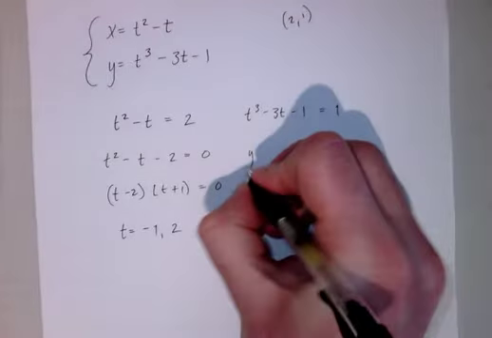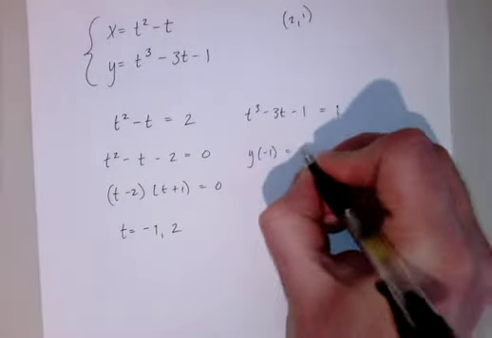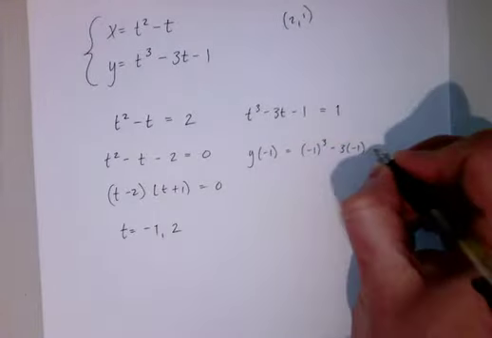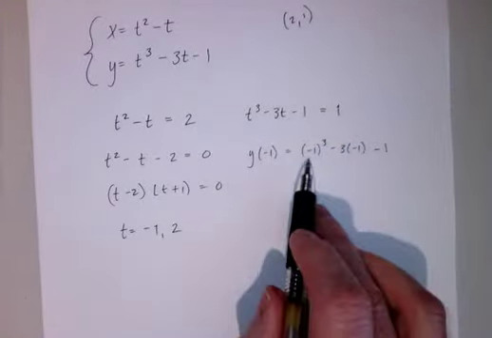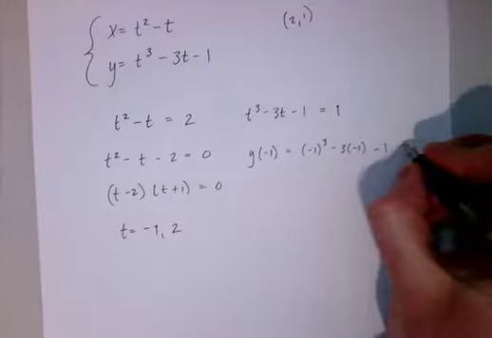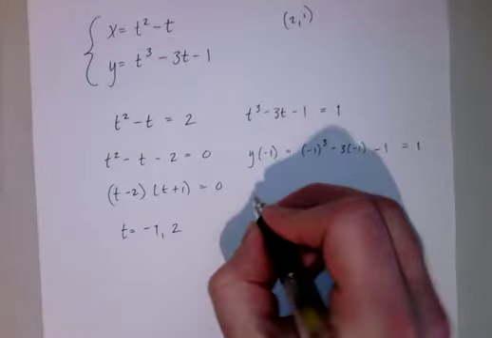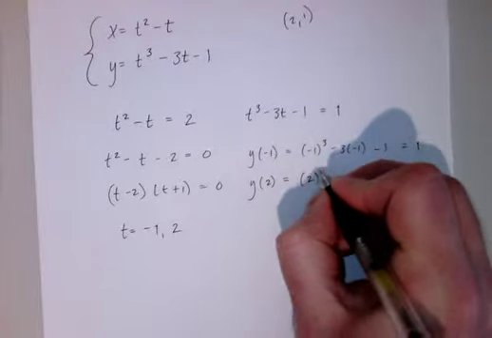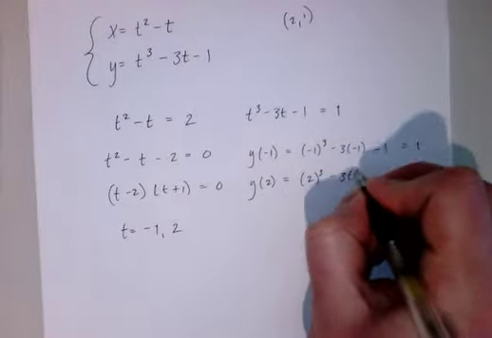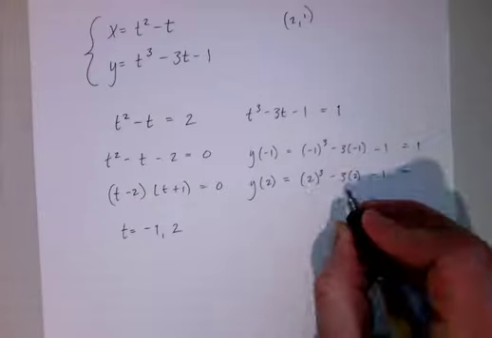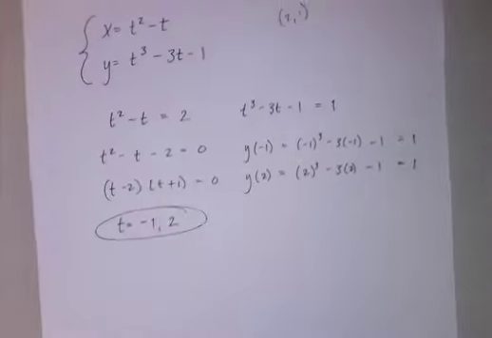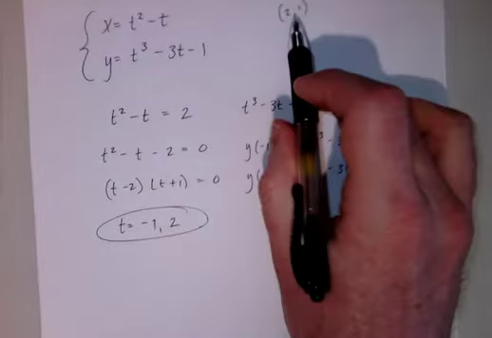So y of negative 1 gives me negative 1 cubed minus 3 times negative 1 minus 1. That's negative 1 plus 3 minus 1. That is indeed positive 1. Cha-ching. Let's go ahead and try it for 2. That's 2 cubed minus 3 times 2 minus 1. That's 8 minus 6 minus 1, and that is indeed 1. So both of those values work for 2, 1.